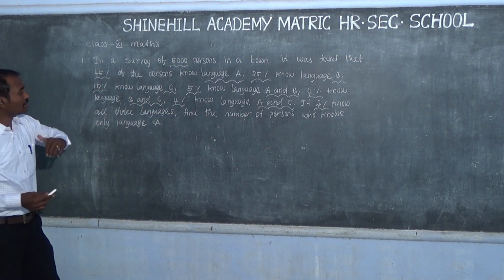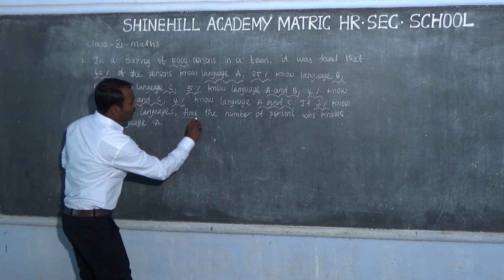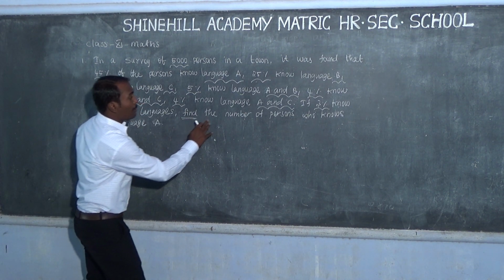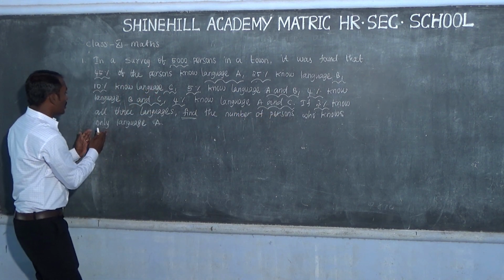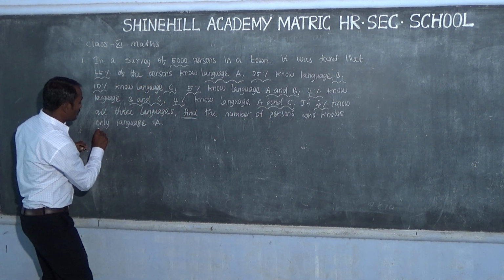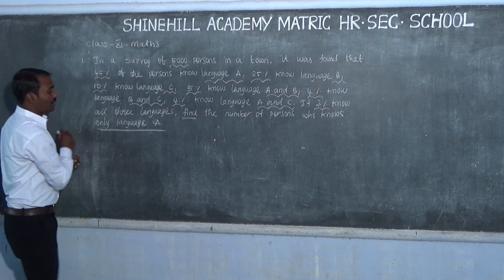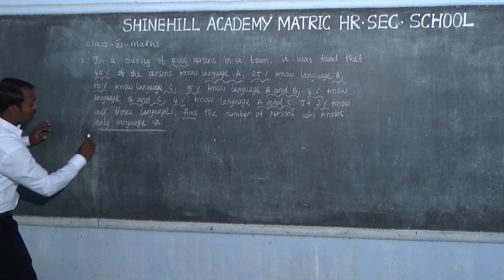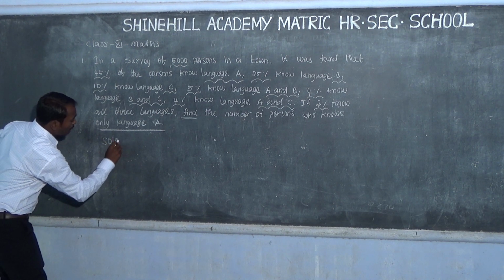What we are asked to find is the number of persons who know only language A. Okay, let's go to the solution.